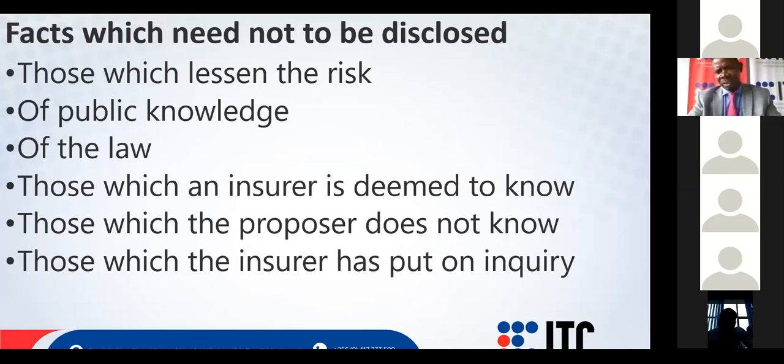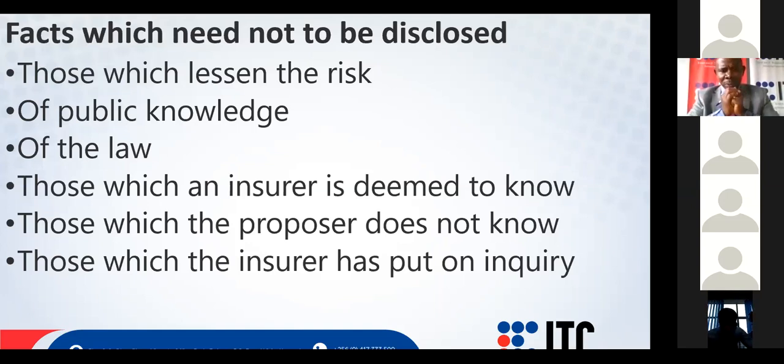For instance, I can bring in my car and I don't know whether it has an engine oil leakage issue. I didn't know exactly about these factors. So if I didn't know about some of the elements, you cannot hold me accountable for them, right? Those are the ones which the proposer, the insured, does not know.